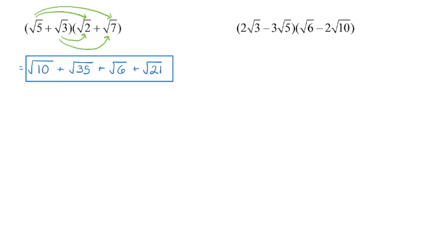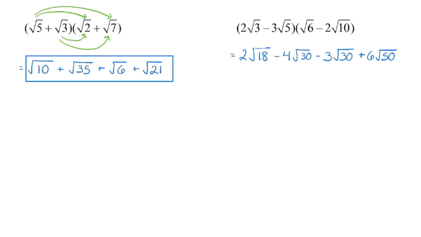All right, so we can see that we have 2 terms times 2 terms. We're going to FOIL. So we're going to begin by multiplying our first terms together. Multiply the coefficients. 2 times 1 is 2. Multiply the radicands. 3 times 6 is 18. Then we're going to multiply the outside terms. So 2 times negative 2 is that negative 4. Multiply the radicands.